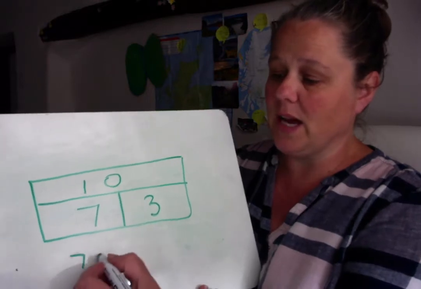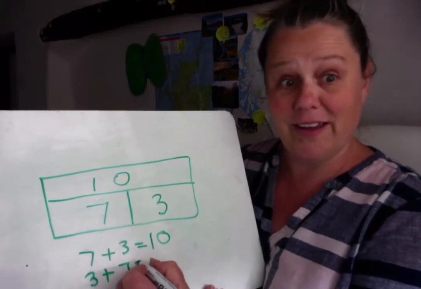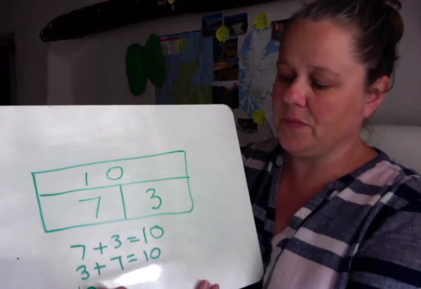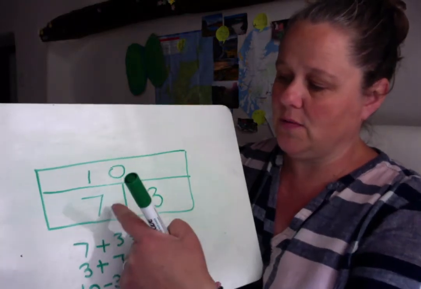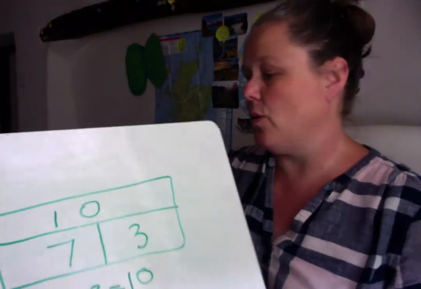So I could do 7 add 3 equals 10, or 3 add 7 equals 10. Or I could do 10 take away 3 equals 7, or 10 subtract 7 equals 3. On that page, clearly you haven't got 7 and 3 and 10 because you have to challenge your brains a little bit. Your whole number is 4,563 and your parts of those wholes are 2,160 and 2,403.